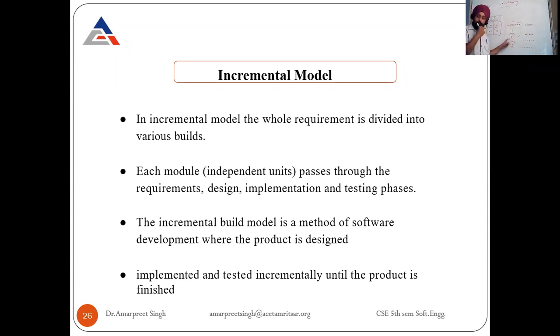Then we had M5. So M5 also goes through the requirement phase, design phase, implementation phase, and testing phase. And last was M6. It also goes through those phases. So the incremental build model is a method of software development where the product is designed, implemented and tested incrementally until the product is finished. All the features are there.